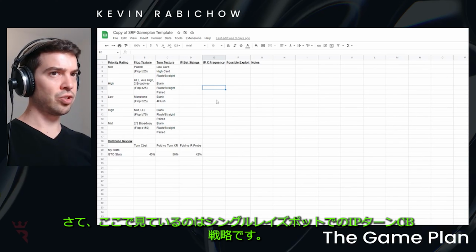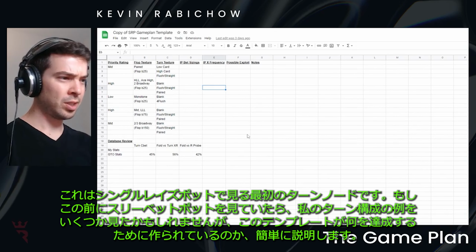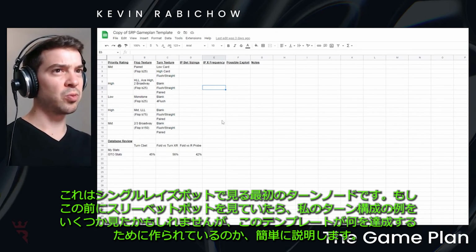Okay, what we're looking at here is the in position turn c-bet strategy in single raise pots. So this is the first turn node that I'm looking at for single raise pots. If you watched 3-bet pots before this, you might have seen a couple of examples of my format for turn structure here, but I'll just go through quickly what this template is designed to accomplish.